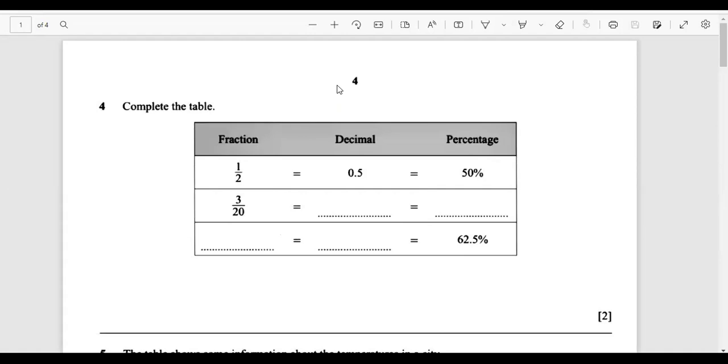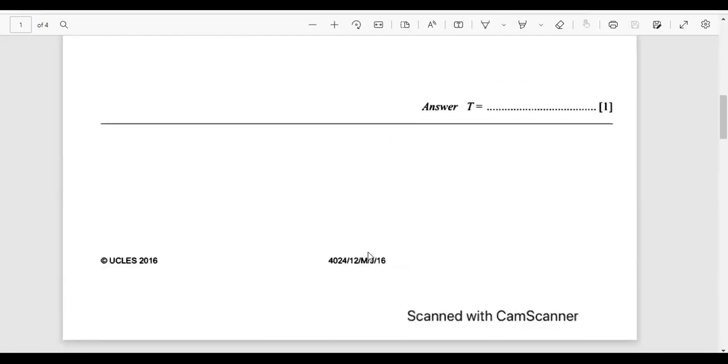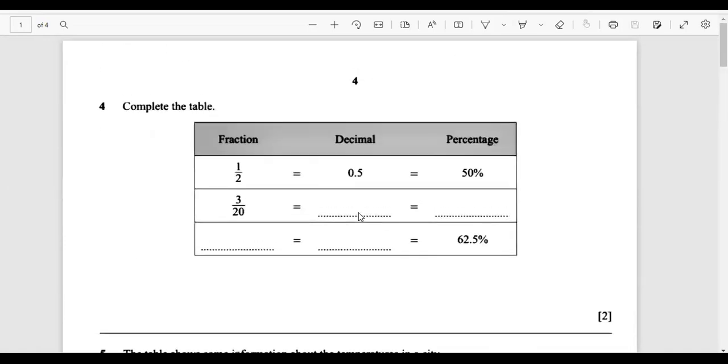Now this is the very first question of the 2016 May June exam, and it's basically the fourth question of the exam that is related to our topic. It's very clear, it's very obvious. You have a table where you have fractions, decimals and percentages. First, you need to convert this fraction to decimal. How do we do that?